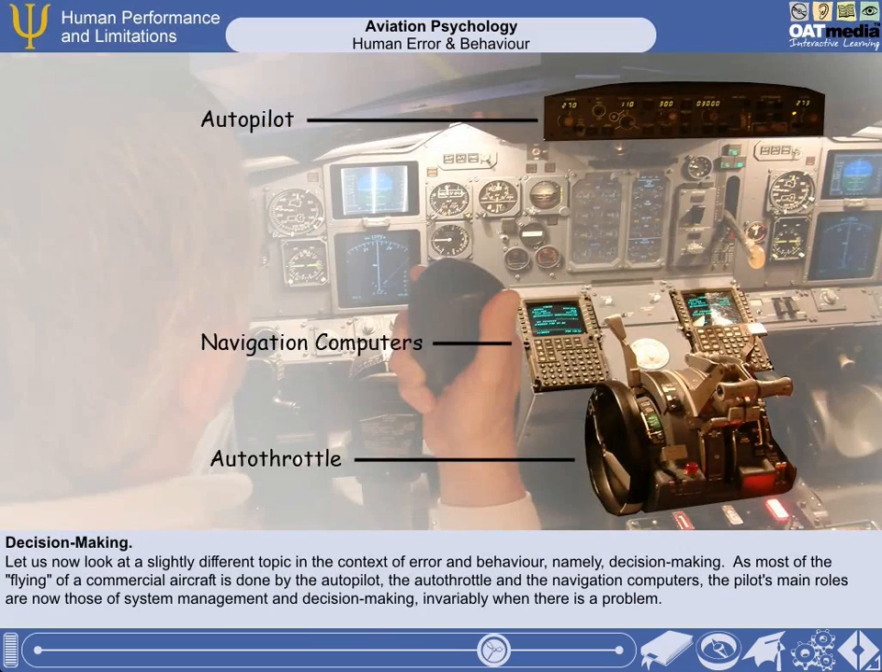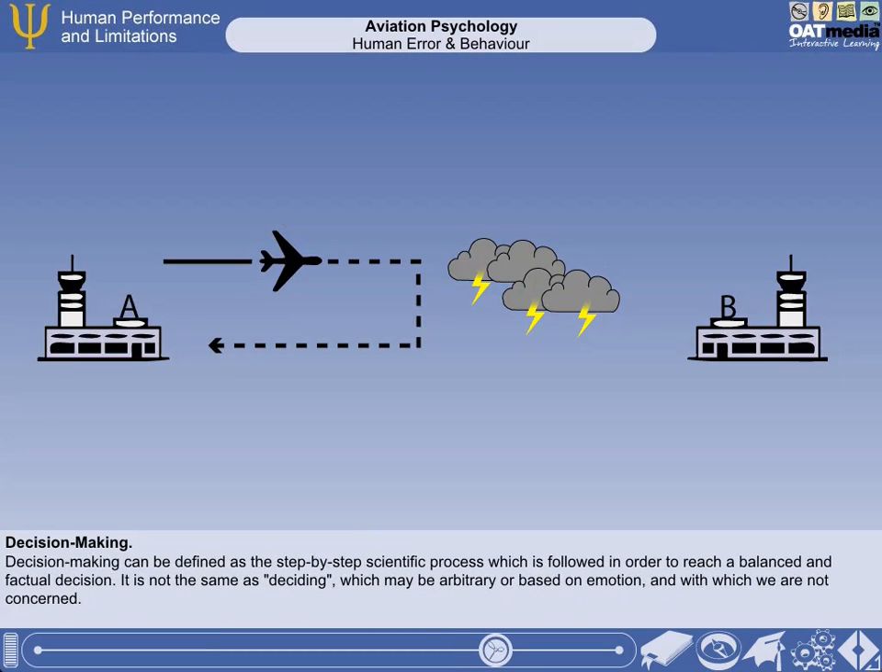Let us now look at a slightly different topic in the context of error and behaviour, namely decision-making. As most of the flying of a commercial aircraft is done by the autopilot, the autothrottle, and the navigation computers, the pilot's main roles are now those of system management and decision-making, invariably when there is a problem. Decision-making can be defined as the step-by-step scientific process which is followed in order to reach a balanced and factual decision. It is not the same as deciding, which may be arbitrary or based on emotion, and with which we are not concerned.